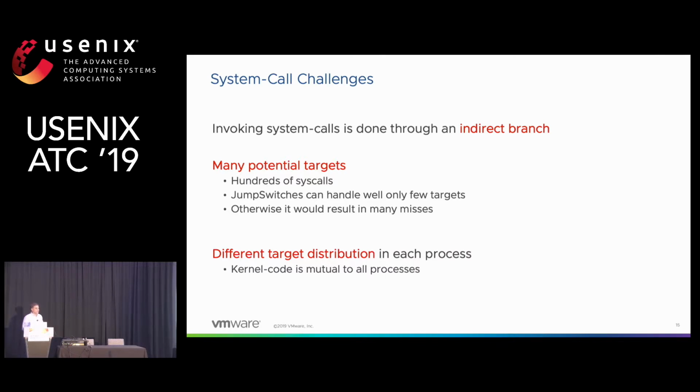There are two main problems in this case. The first problem is that we have many potential targets. There are many system calls. Our inline jump switch that I just showed can handle one, and we have a mechanism that can handle a few, but basically we are going to have a lot of misses. The second problem is that different processes might have a different distribution of system calls, and we need to handle these cases as well. The kernel code is shared by all the processes, so this is not that simple.